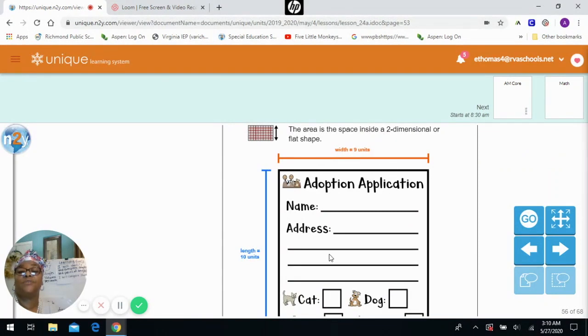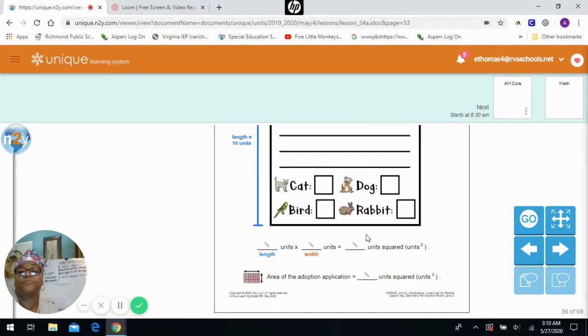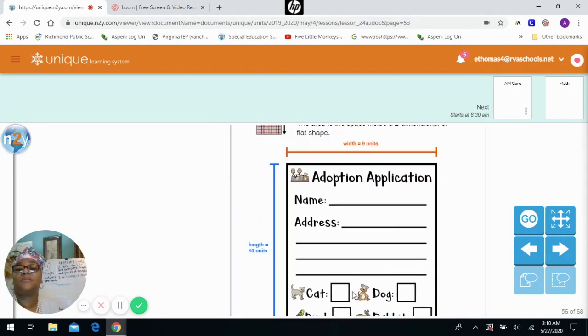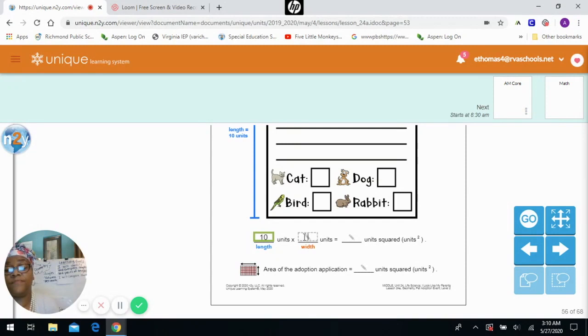We have the width is 9 units and the length is 10 units. So the length is 10 units, and the width is 9 units. Okay, so 10 units times 9 units equals how much? What's 10 times 9? 90. 10 times 9 is 90.